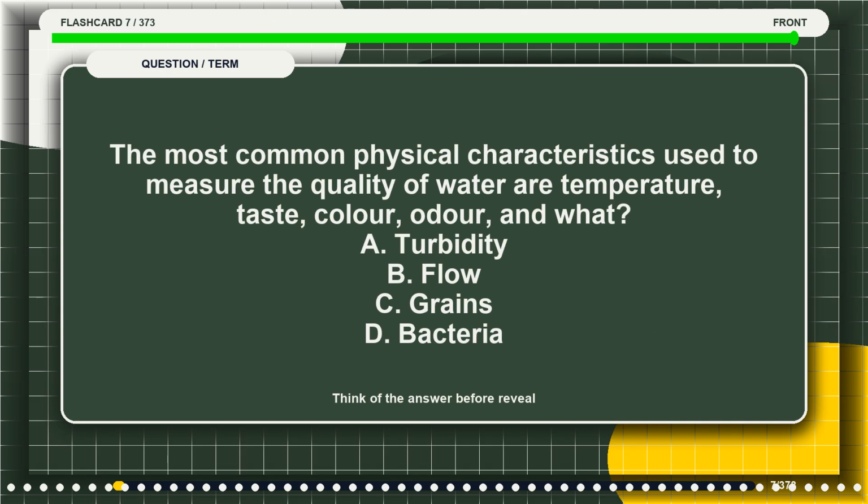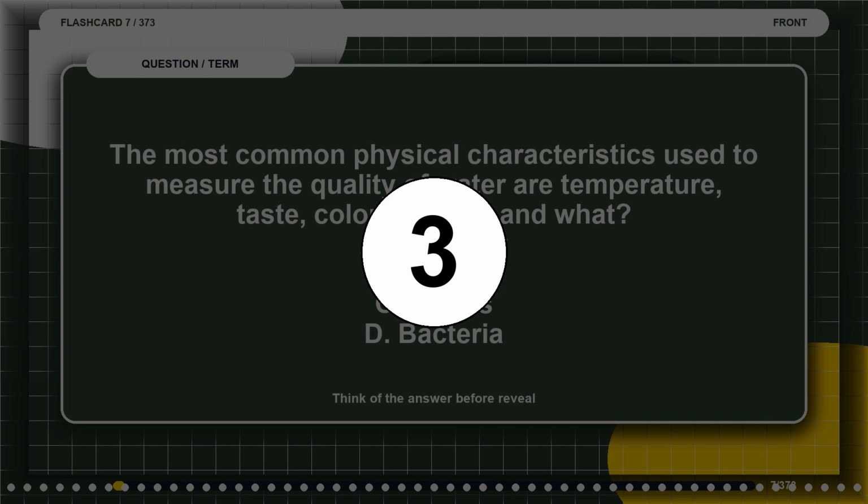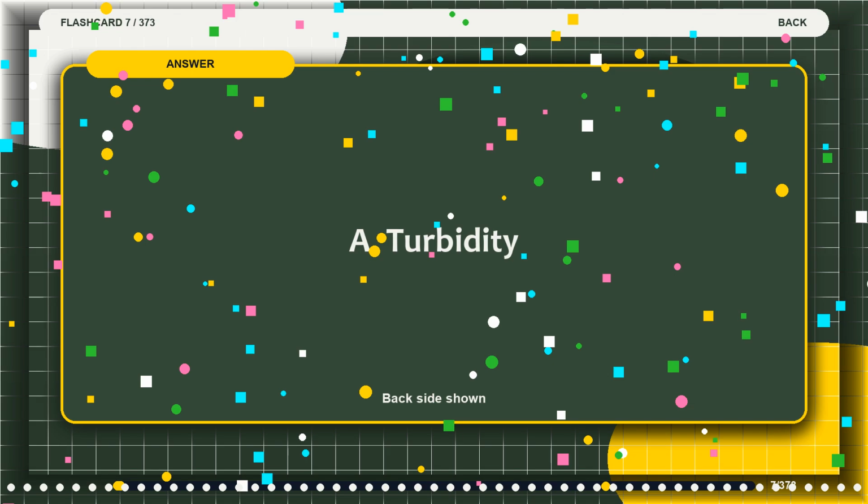Flashcard 7. The most common physical characteristics used to measure the quality of water are temperature, taste, color, odor, and what? A. Turbidity. B. Flow. C. Grains. D. Bacteria. Think of the answer before the reveal. The answer is A. Turbidity.